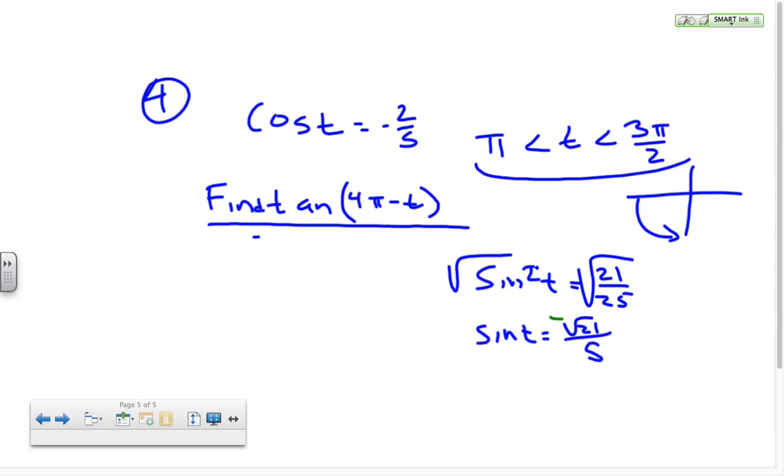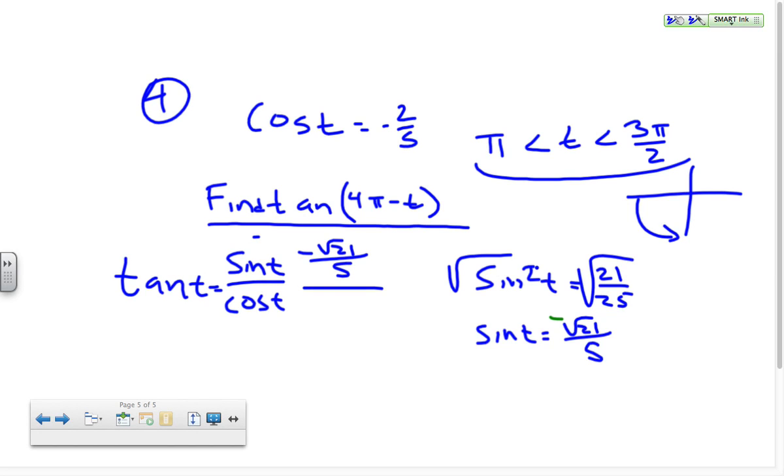Okay. Now you know, based on our rules, that the tangent of t is the same thing as sine t over cosine t. So I know that sine t is negative square root of 21 over 5, and I know that the cosine of t is negative 2/5. Okay, my 5's cancel out, my negatives cancel out, and I end up with the square root of 21 over 2. Okay, again, my apologies on the problem before this. I don't want to redo the video just because of that one problem. So good luck on your homework.